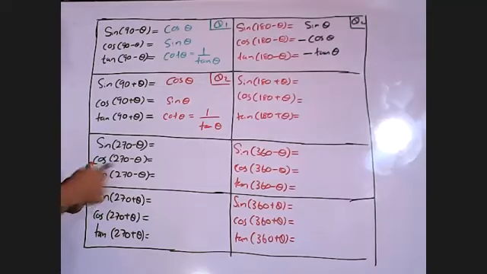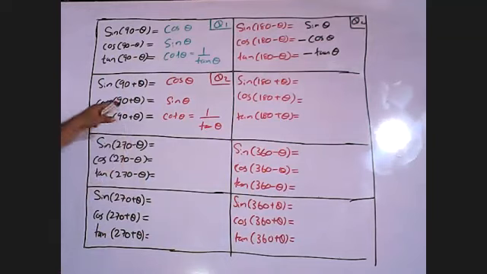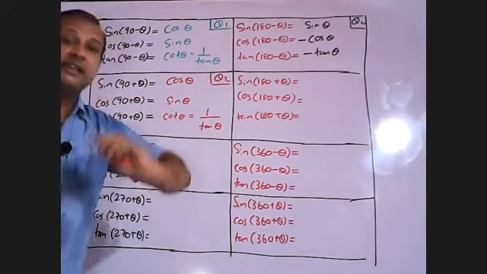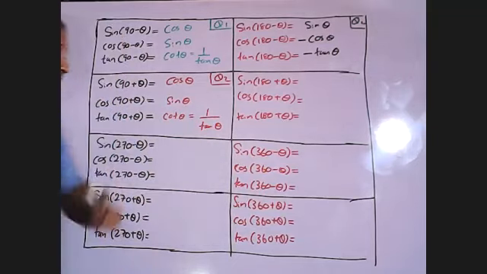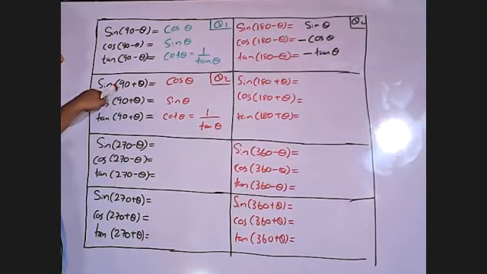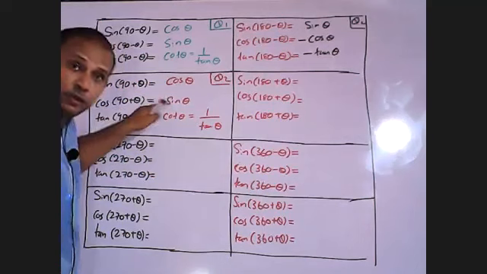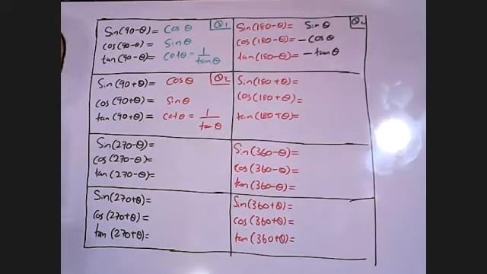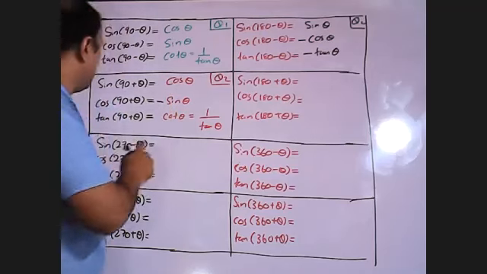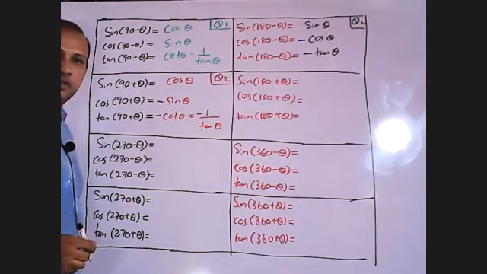Look at this. Now we are determining the value of 90 plus theta. 90 plus theta belongs to Q2. Therefore, sine value of 90 plus theta should be a positive value. Cos value of 90 plus theta should be a negative value. Did you understand? Tan value of 90 plus theta should be a negative value.